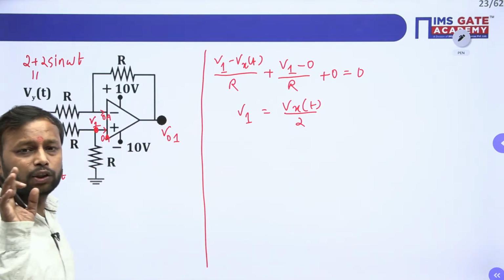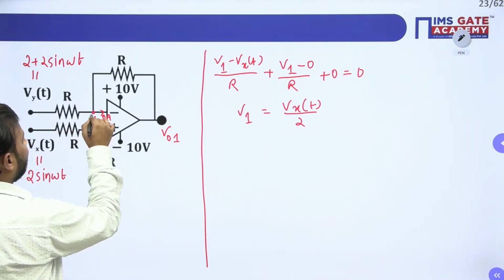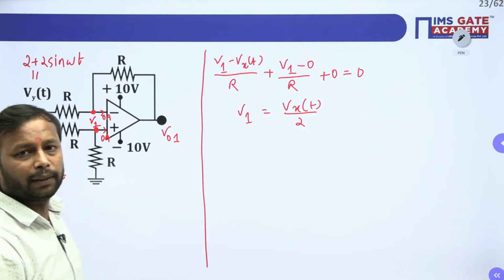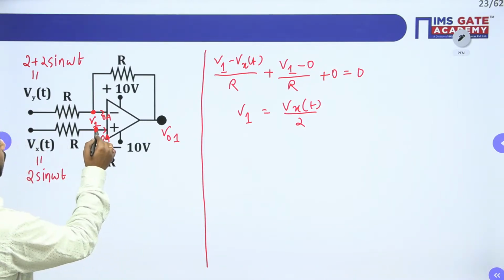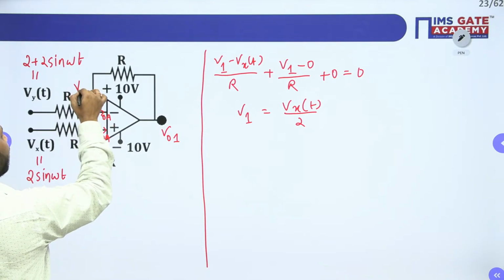Now, due to the virtual ground concept, this positive terminal and negative terminal voltage will be the same. Positive terminal voltage and negative terminal voltage will be the same. This means that this node will again have the voltage V1.